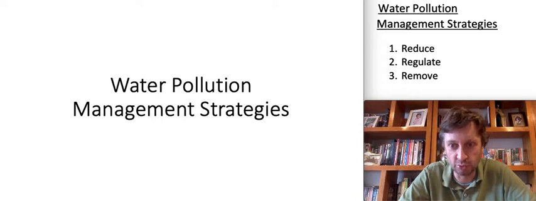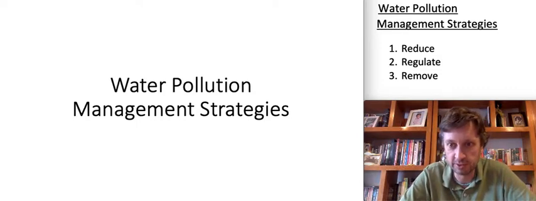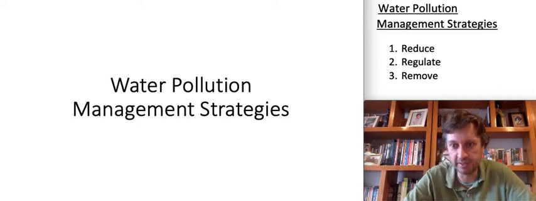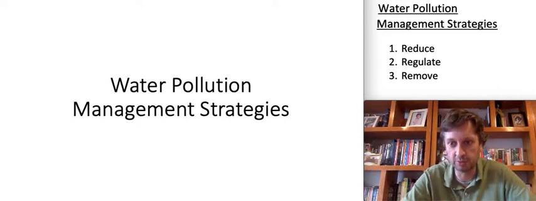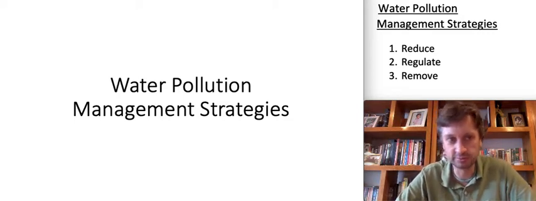It should be a short one because, as you can see above my head, there's only 3 strategies that I want to cover. One is reducing pollution in the first place by changing human activities. Number 2 is regulating the pollution to try and reduce it as much as possible. And number 3 is removing the pollution once it's occurred to try to restore an ecosystem. So I've called it the 3 R's.